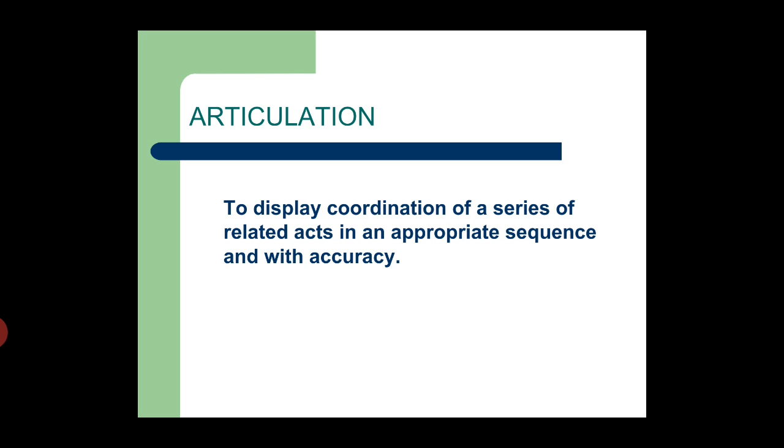Then articulation means to display the coordination of a series of related acts in an appropriate sequence and with accuracy. It means the child is able to use different skills at the same time, like he is going to the market and he is riding a scooter, and on the way he also listens to the mobile phone. So at the same time he is doing different functions together by coordinating various activities at one time. That is called articulation, when different skills are used together and with precision and accuracy.